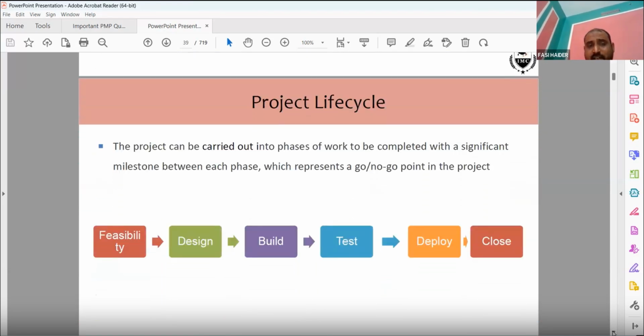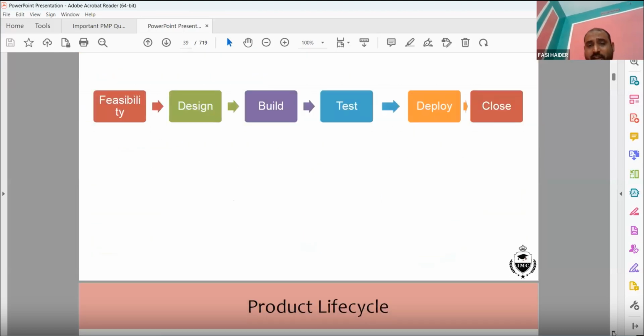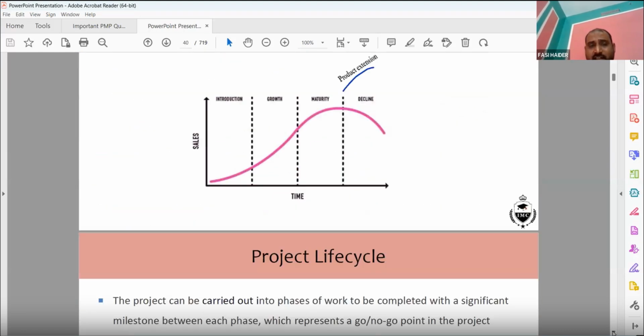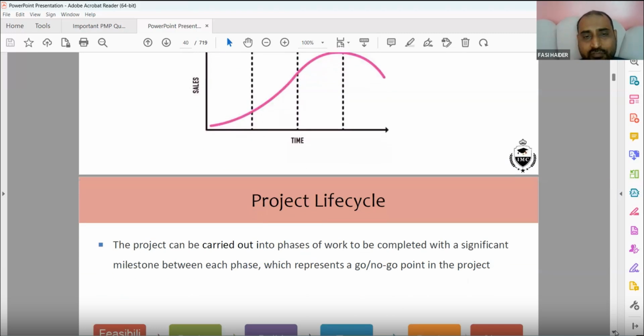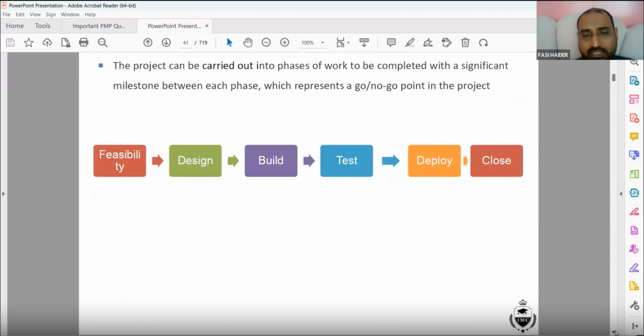Project life cycle: the project can be carried out from feasibility, design, build, test, deploy, close. Product life cycle: we said that a product goes through introduction, growth, maturity. And if you don't introduce a new product or product extension, your business will decline. Suppose they made iPhone 1 and after that they are not making any iPhone. What will happen? Saturation will come, people will start going for other options. So product extension. Project life cycle: the project can be carried out in phases of work to be completed. Feasibility, we already did this.